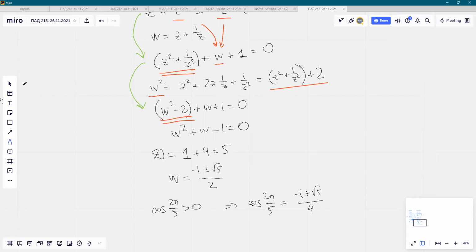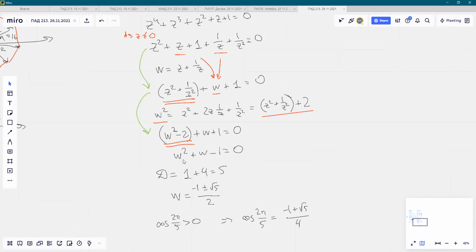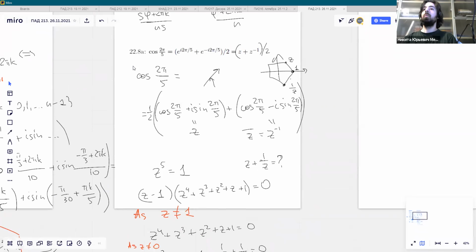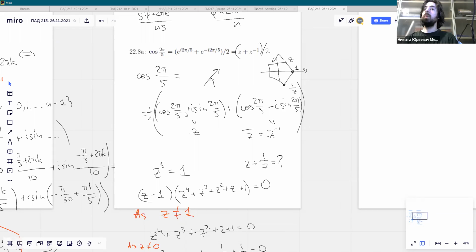Sorry, can I have a question? Why in our answer we have division by 4 if in W we have division by 2? Okay, let me repeat once again. So cosine of 2 pi over 5 is 1/2 of this plus this. That is why we divide by 2. When we add this to this, then the imaginary part cancels, but the real part gets doubled. So I need to divide.